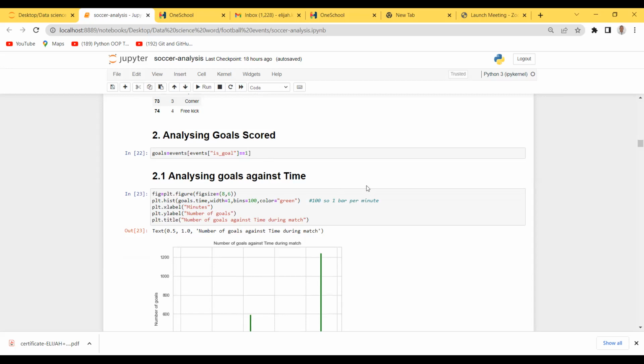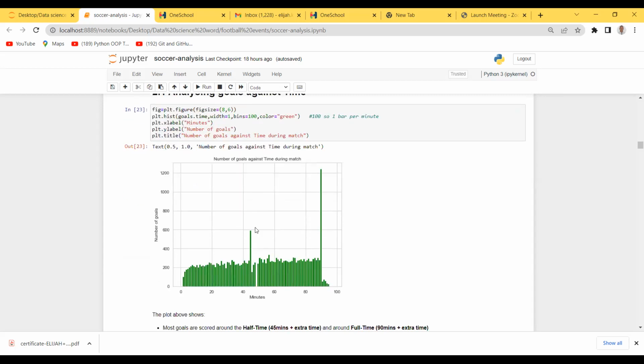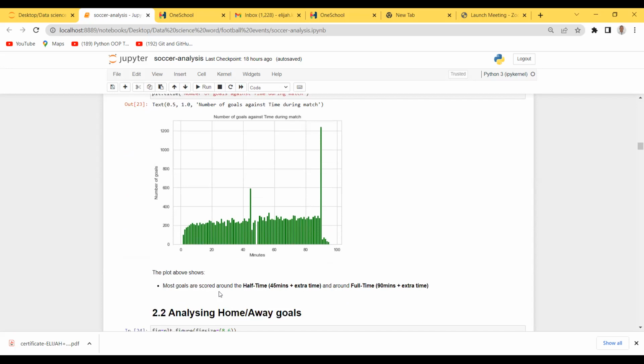Okay. So this is the result of that analysis, and here we can see that most goals are scored around half time, 45 minutes plus extra time, and most around full time, the 90 plus minutes.